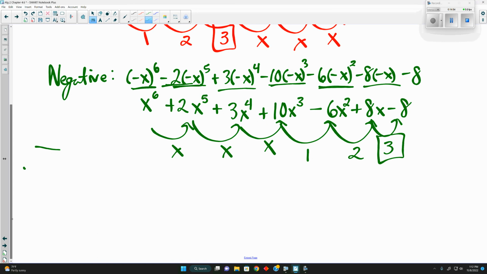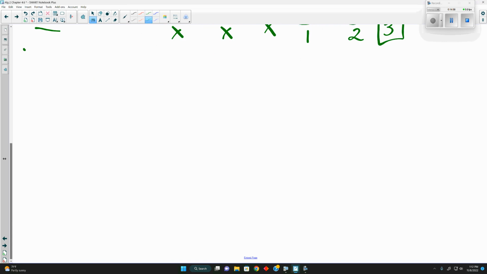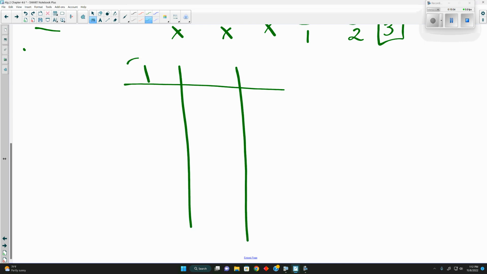Questions on any of this so far? Now, we'll have a table, because when we do the homework with these, we're going to use a table with the number of positive, negative, and complex, or imaginary, solutions.